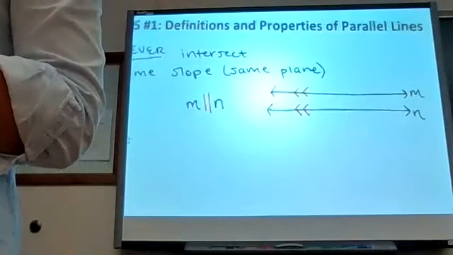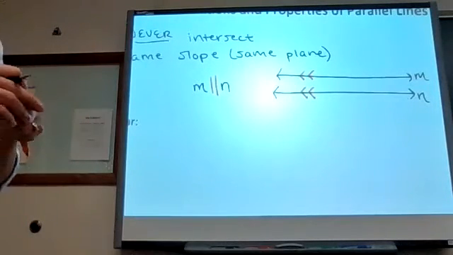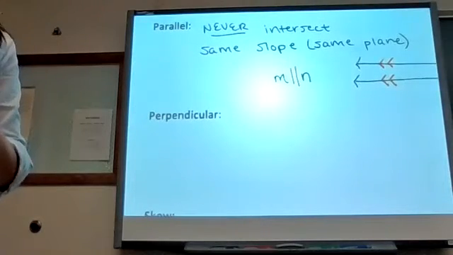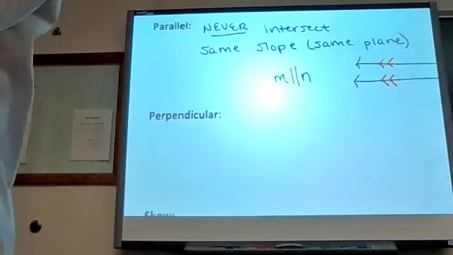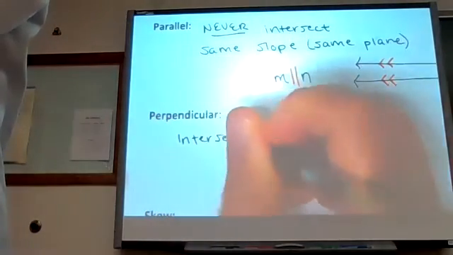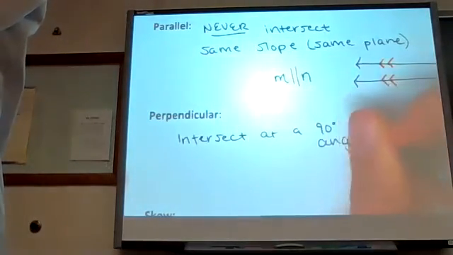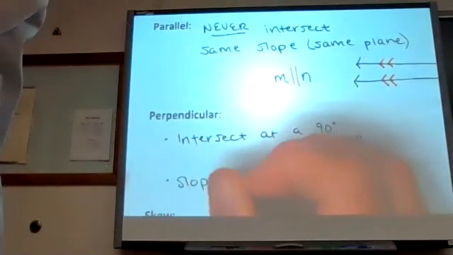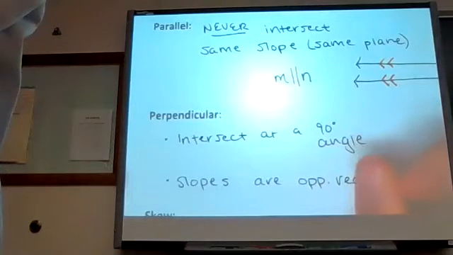What are lines that are perpendicular then? Do those lines intersect? Yes, and in fact, they intersect in a special way. They intersect at a right angle, at a 90-degree angle. So perpendicular lines intersect at a 90-degree angle or a right angle. And they also have special things with their slopes. Going back to unit 1, their slopes are opposite reciprocals.